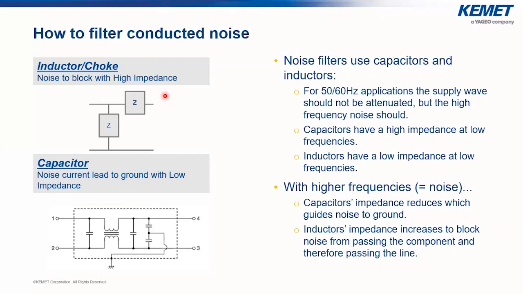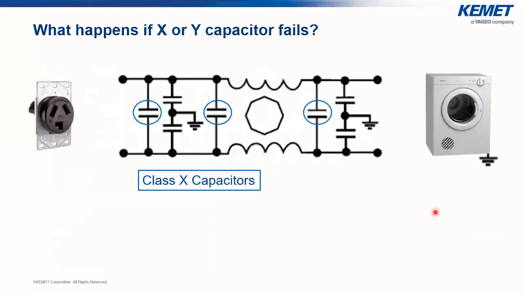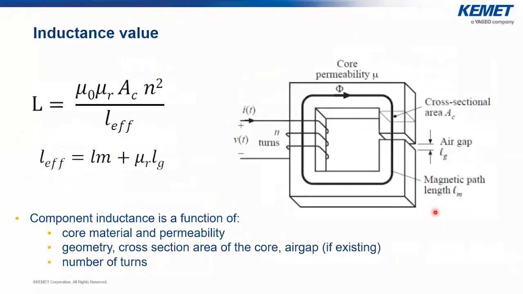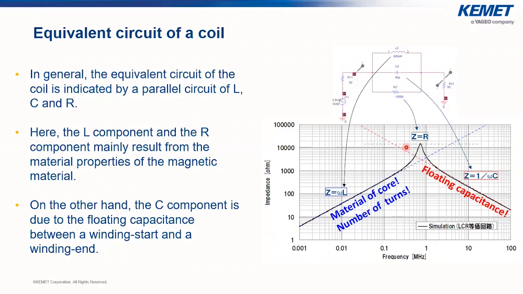If we take into consideration, for example, the chokes, this is the typical impedance curve of a choke. As you can see here, for the low frequency range the impedance is really low, so the low frequency parts, the 50 and 60 Hertz, just bypass the inductance. Instead, we have an increase of the impedance for the higher frequency, and that part is filtered.